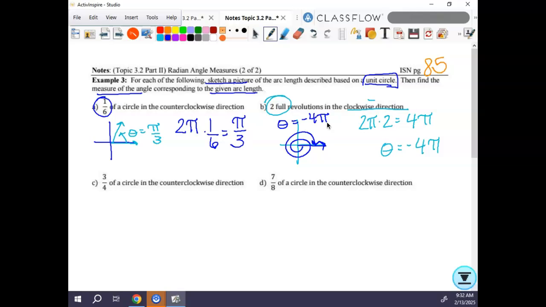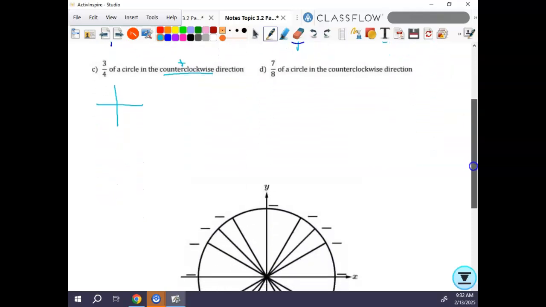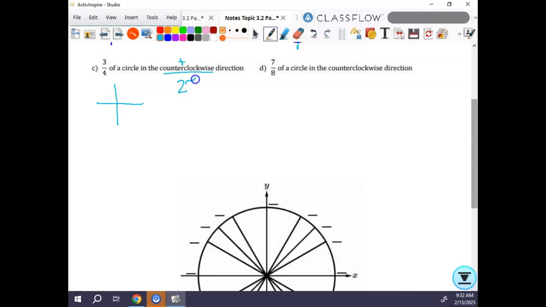All right. Then we've got 3/4 of a circle in the counterclockwise direction, so that means it's positive, so I don't have to worry about that sign in the end. So I'm going to take 2 pi, multiply it by 3/4. What's that going to give me? 3 pi halves, yes? 6 pi over 4, 3 pi halves. What quadrant is that in? It's quadrantal. 3 pi halves is down here, right there.